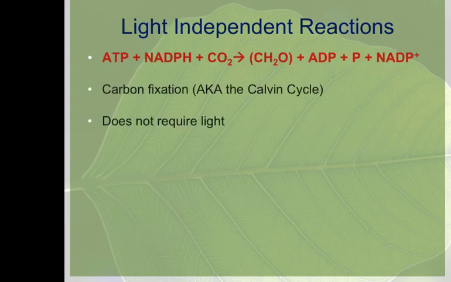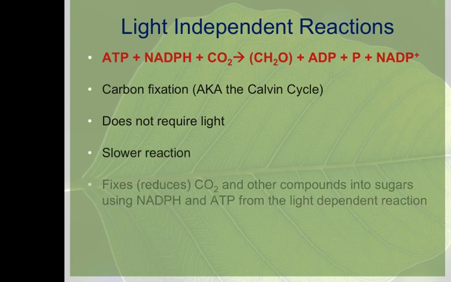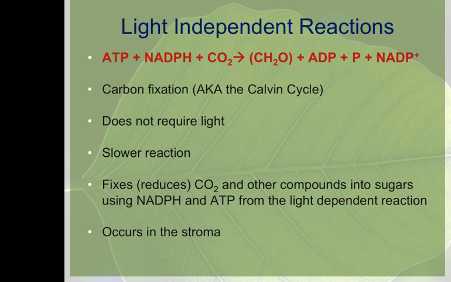The light-independent reactions take the ATP and the NADPH generated during the light-dependent reactions, along with carbon dioxide, to produce organic molecules. This is called carbon fixation and occurs through the process of the Calvin cycle. This is a slower reaction than the light-dependent reactions and can happen without light or with light. This takes place in the stroma that we were looking at, that semi-liquid substance that surrounds the thylakoids in the chloroplasts.